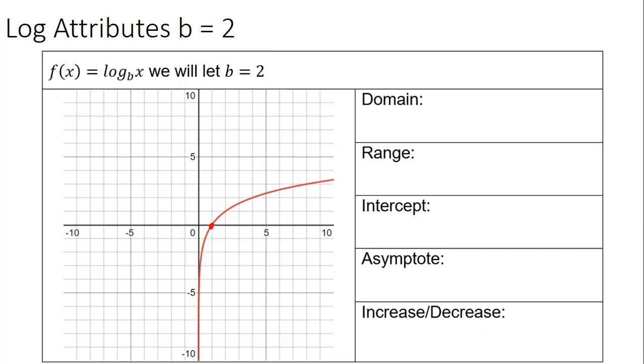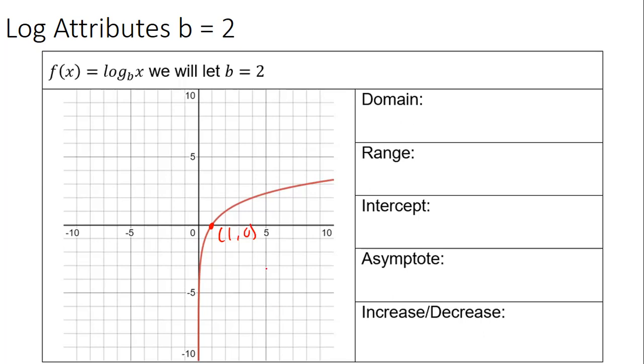Because it ties to our exponentials. The reason why we cross at 1, 0 is because anything to the 0 power is 1, right? And a log is asking this base to what power makes this value. So if I am at log base 2, I'm saying 2 to what power is 1? 2 to what power is 1 is 0, because anything to the 0 power is 1. So that's why in a parent function, you're always going to have 1, 0.